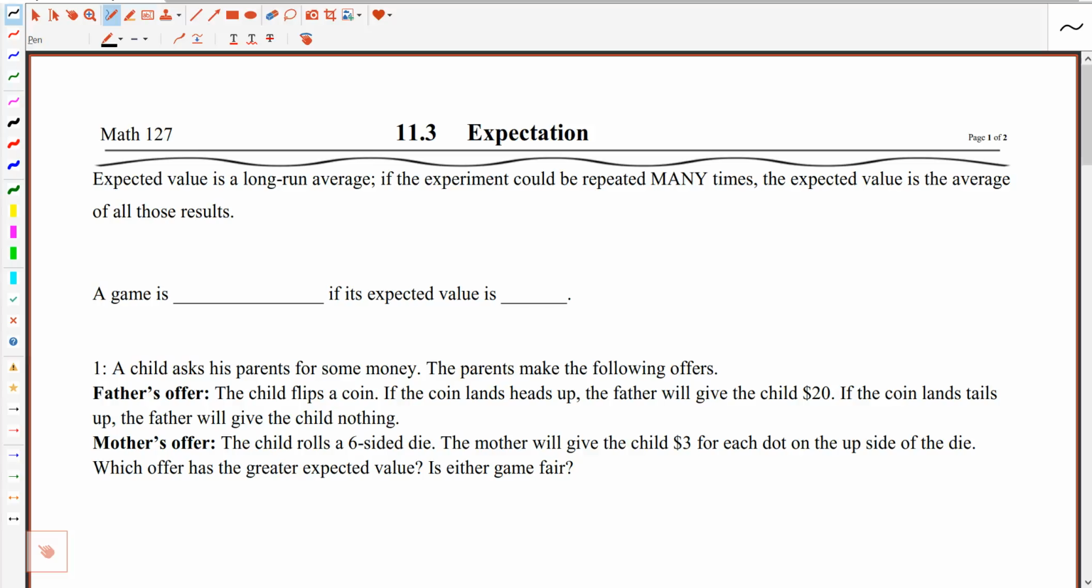Hello and welcome back. In this next section, we're going to be looking at expected value, or expectation. Expected value is used in a bunch of different scenarios.